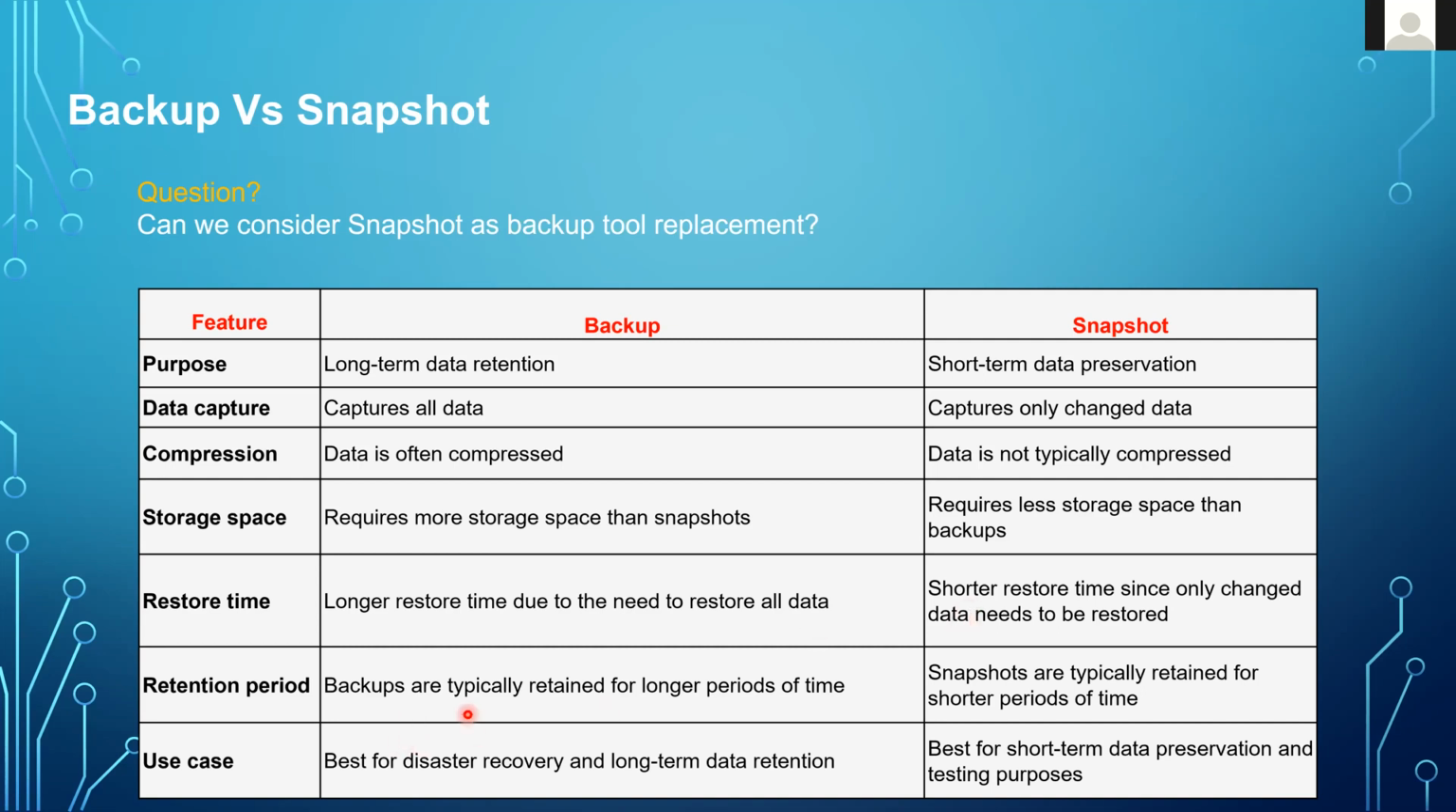Retention period: in backup, you can set different retention periods. You can keep it for years. It depends on your storage. But in snapshot, it's a very short time. It's just for temporary protection. And use cases: backup is used for disaster recovery and data retention, but snapshot is used for short-term prevention and testing purposes. So these are the differences between backup and snapshot.